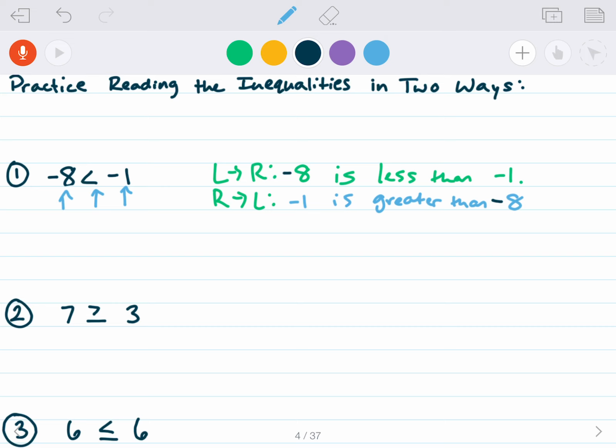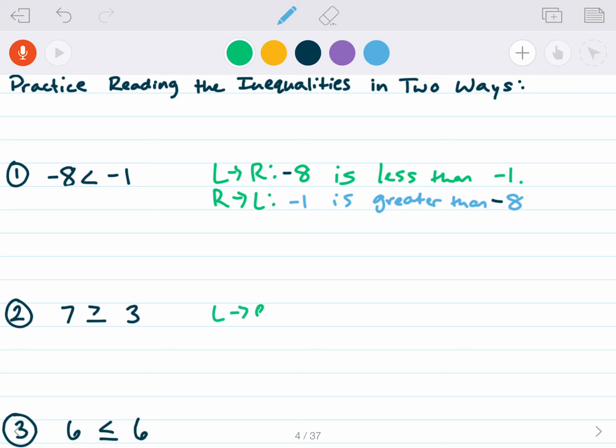I guess inequalities can be untrue just like equations can be, but let's make it true just for the sake of practice. So if we read it from left to right, again, it's 8 is less than -1. That's true. From right to left, -1 is greater than -8. That's also a true statement.